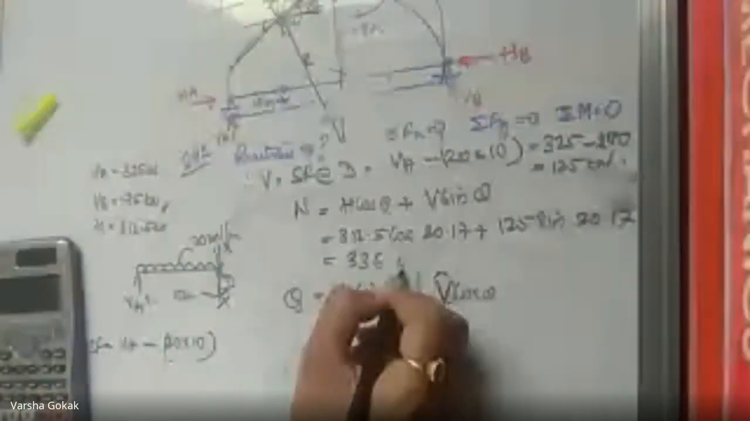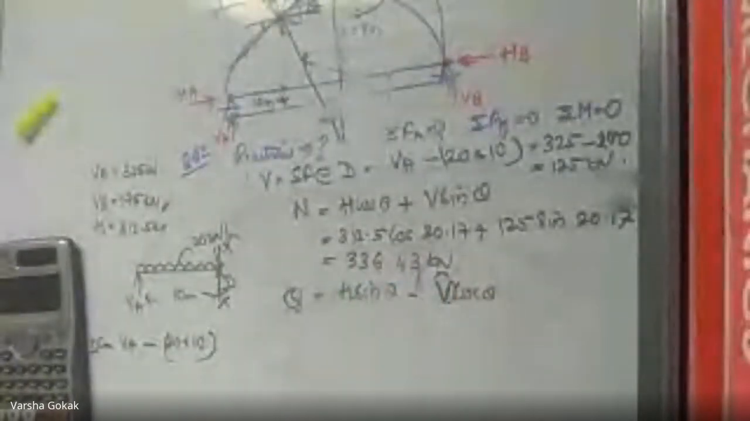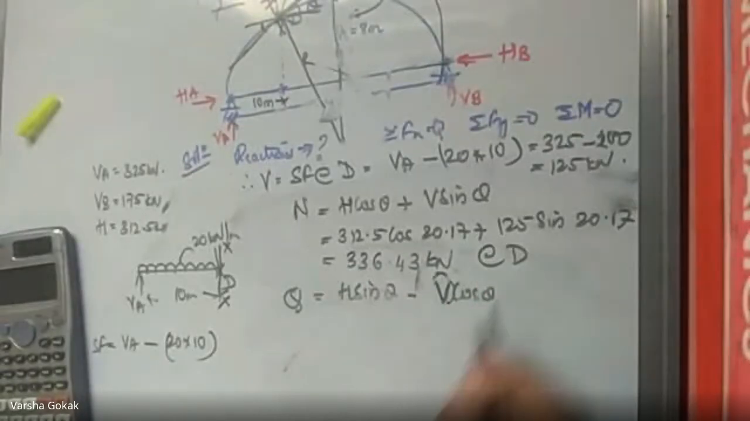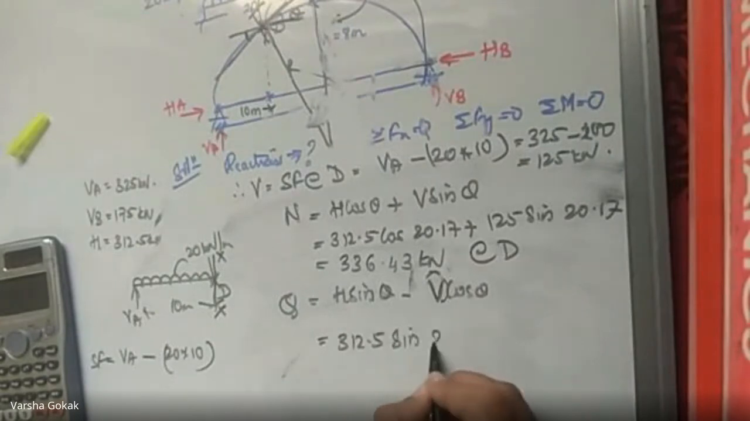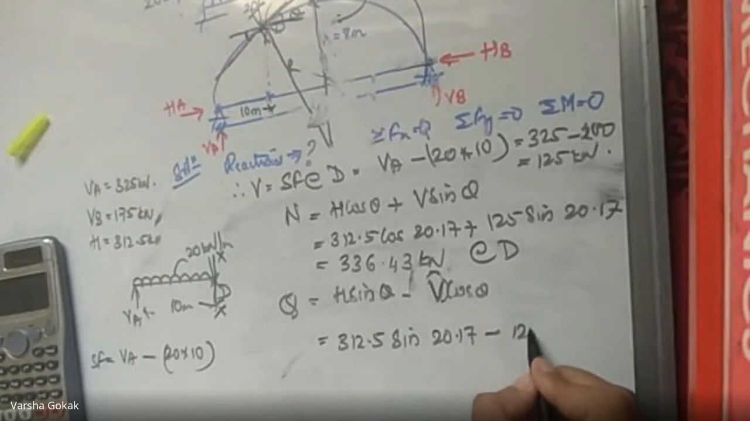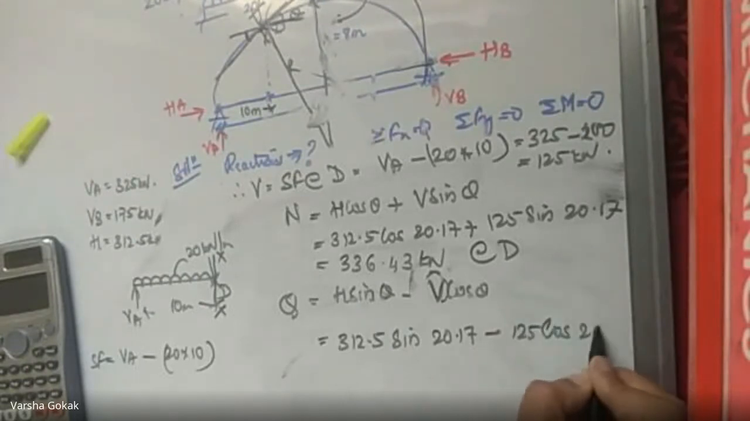336.43. 336.43, correct, kilonewtons. This is the normal thrust at point D. Similarly, I have to find the radial shear Q. So again, substitute 312.5 sine of 20.17 minus V value, that is 125 cos of 20.17. Get me the value of Q, please.